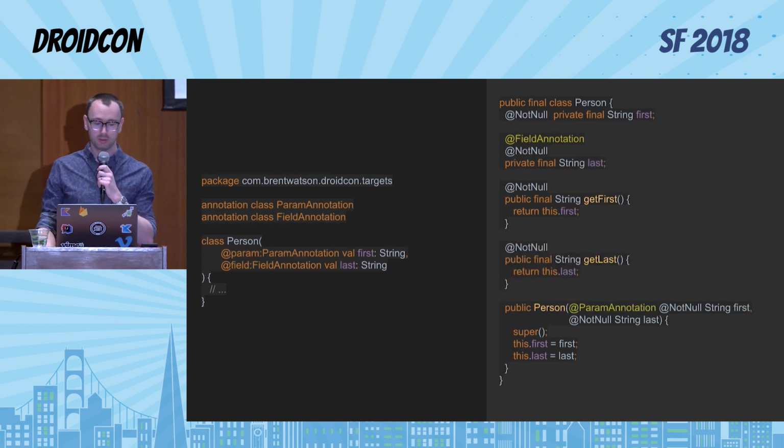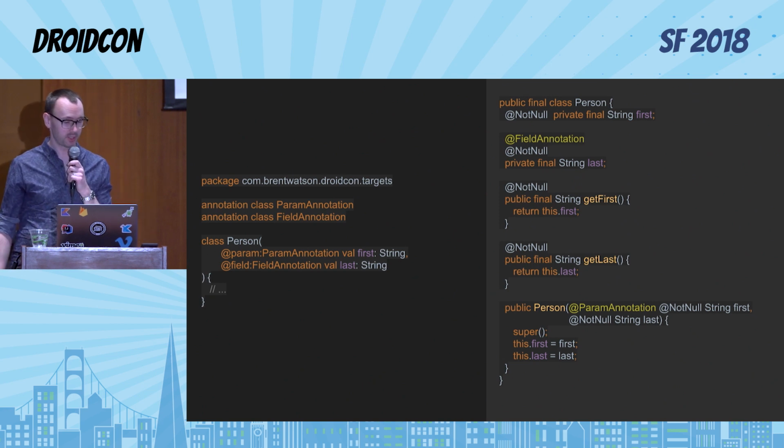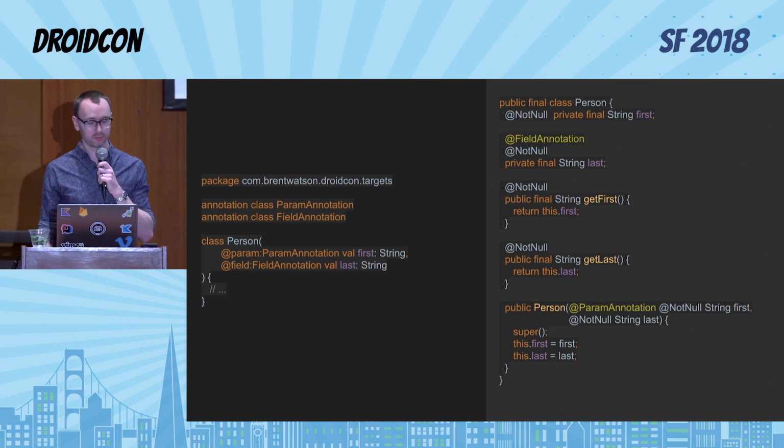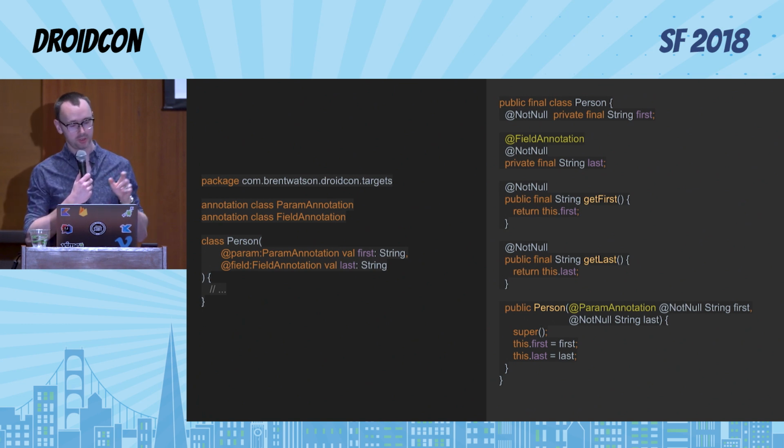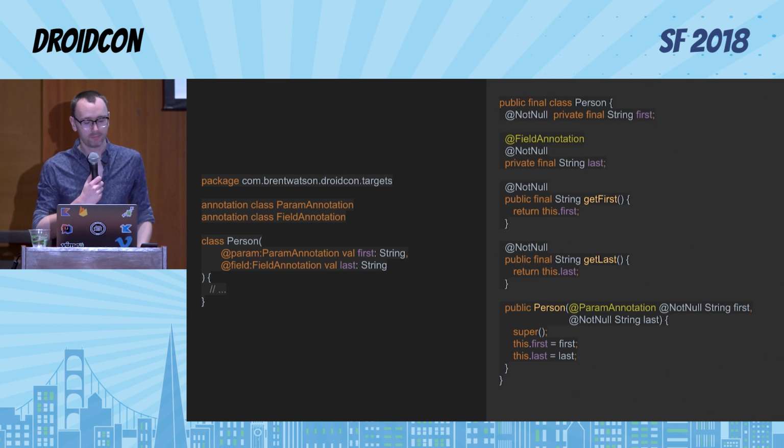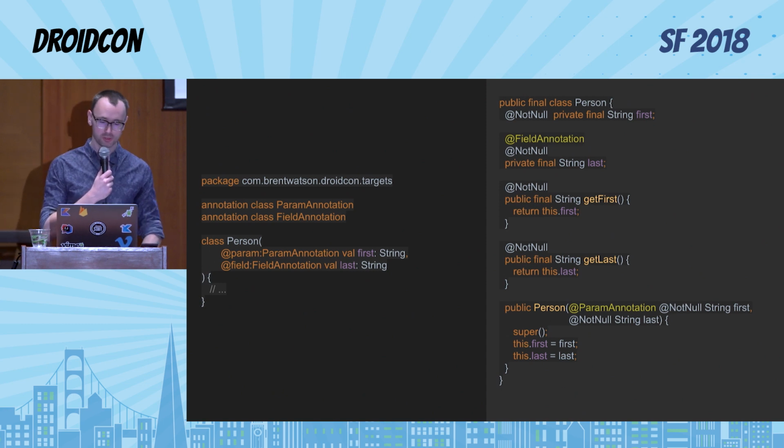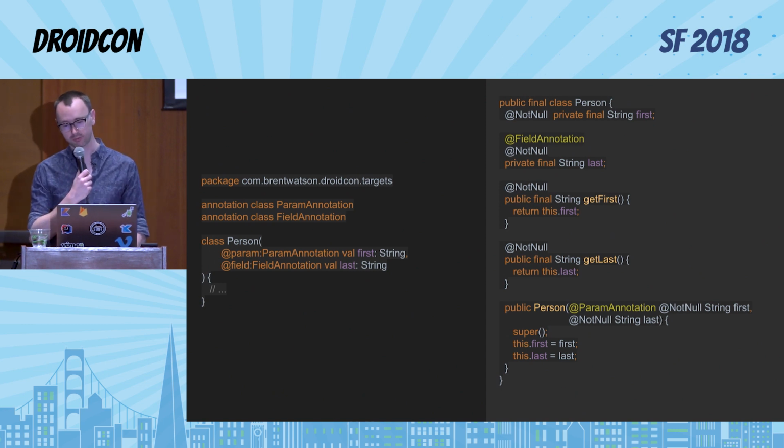Now, there is @param and there's @field. What is the difference between those 2 things? I did the same thing with the same Person class. 2 annotations, one called ParamAnnotation, the other called FieldAnnotation, and I applied the param annotation using the @param use-site target to the first, and field to the second, so to last name.